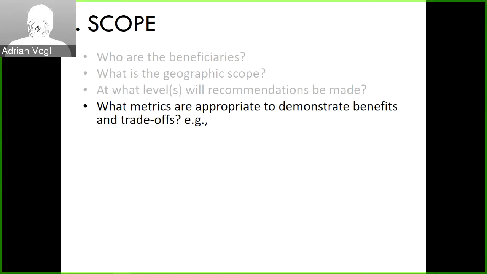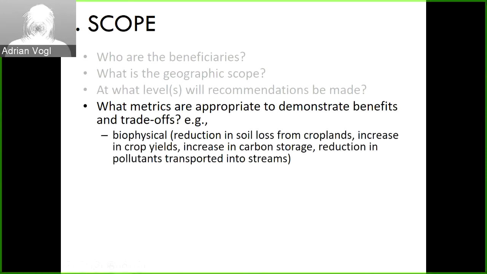And finally, with the scoping, it's important to consider what metrics are appropriate to demonstrate benefits and trade-offs, because metrics can take different forms. The model results from InVEST or other kinds of proxy data that you use to assess ecosystems usually come in the form of biophysical output. So we have the amount of soil lost from croplands and how much that's reduced with a given FLR practice, or a specific increase in crop yields or an increase in carbon storage.